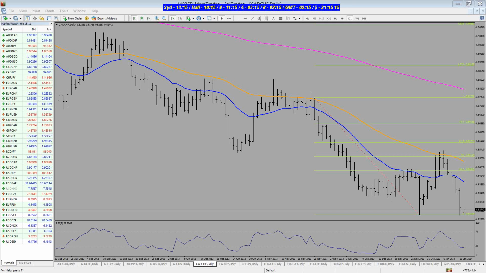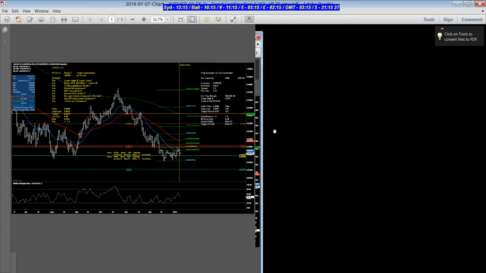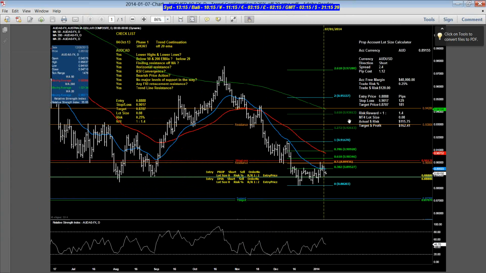Proposed trade of the Aussie dollar off the 20 EMA. Again, high risk. I'm risking 0.25%. Good. To me, that's more of a just trading sideways.